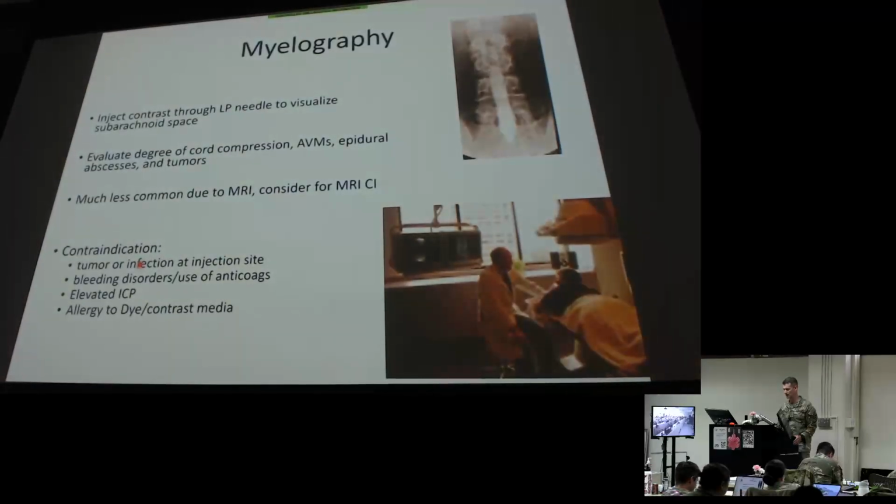And then myelography, don't pay too close attention to this one. I've never actually seen it done. Once MRI came out, we stopped using this. What we're doing is injecting contrast into the spine and shooting an X-ray to see where it's leaking from. Once MRI became a thing, it became way less common. This might be a good idea for someone that has something metal in their body that can't withstand an MRI.